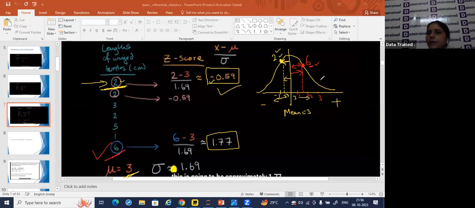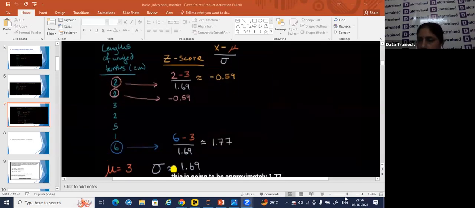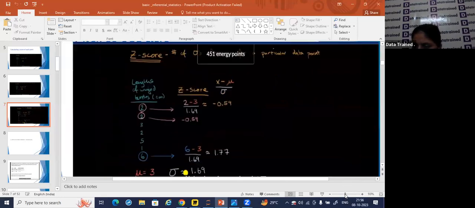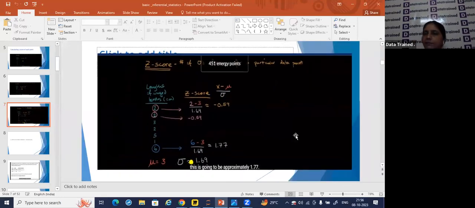Got the point? It means how much the data point is standard deviated above the mean or below the mean. So the number of wings, 6 centimeters, is above the mean. How much? 1.77 standard deviated above the mean. In this way, I need to interpret these values. So this is one case I had taken, just as an understanding, to develop how we need to interpret this data.